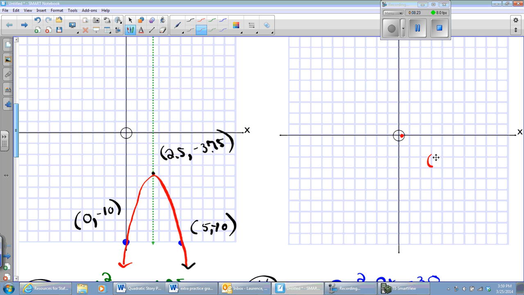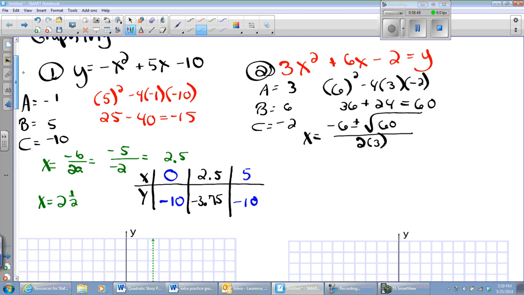And it's opening upward, so I'm going to put it there. That'll be 0.29 and 0. And then the other one is negative 2.29. So maybe like that. And there we go. All right, now I've got to go find the vertex.